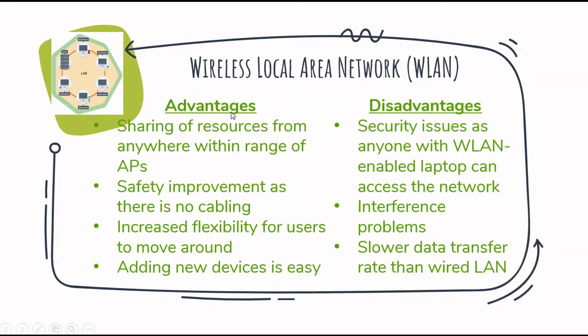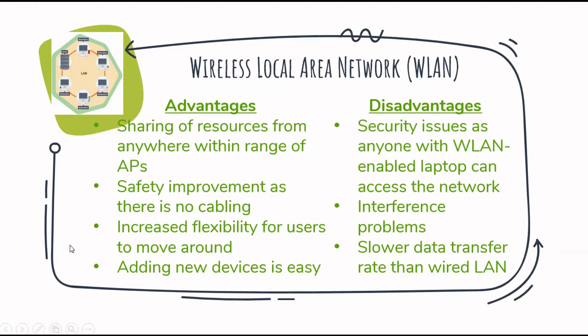What is the advantage of having a WLAN? You can share resources from anywhere as long as you are within range of the access point. There is the safety improvement because there is no cabling, so there is no tripping hazard. You cannot fall over the cables. There is an increased flexibility for the users to move around. So because you have a wireless LAN at home, you are able to move your tablet around the home and still get internet wherever you are.